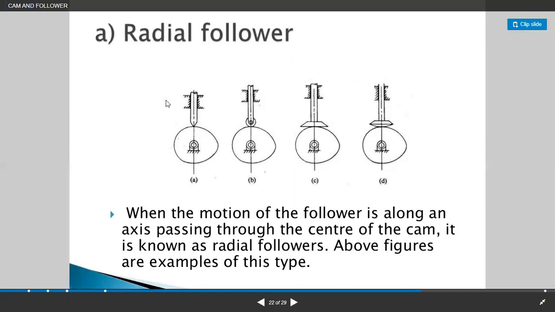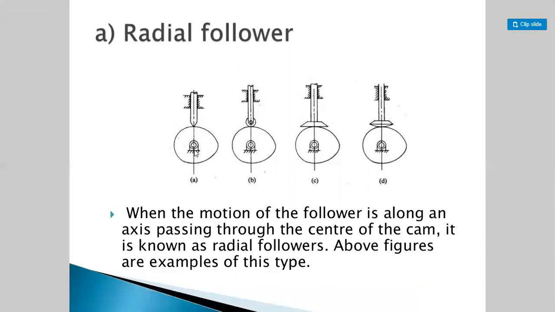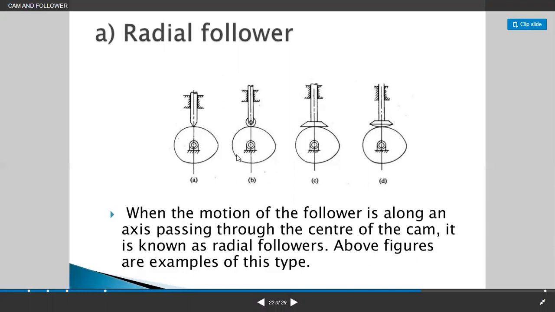So four different kinds of follower are in contact with the cam, but the axis of motion of the follower coincides with the center of the cam. The same holds for all kinds of follower, which differ from each other, but when the axis of the follower coincides with the center of the cam, the follower is called a radial follower.